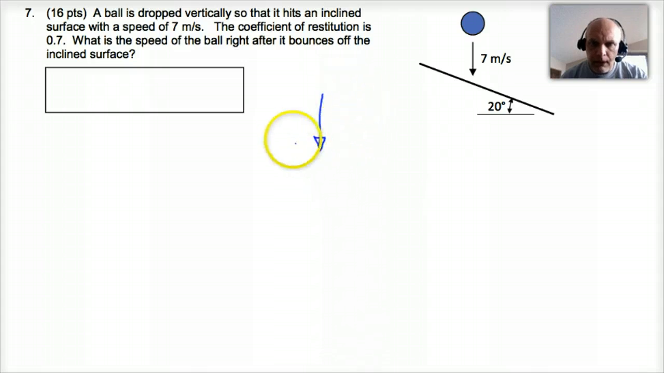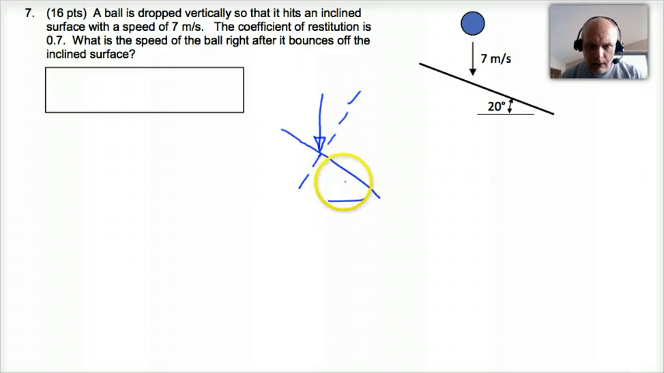Okay, so here's my incline, and we have perpendicular to that, this is our 20 degrees. And the ball's going to bounce back afterwards, obviously, something like this. So we want to find that velocity vector.